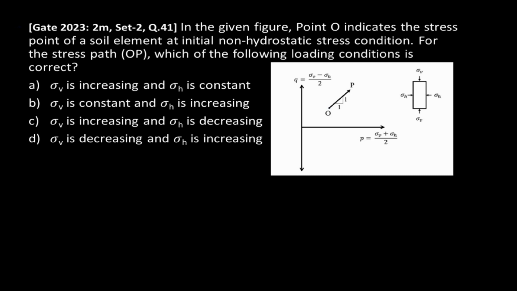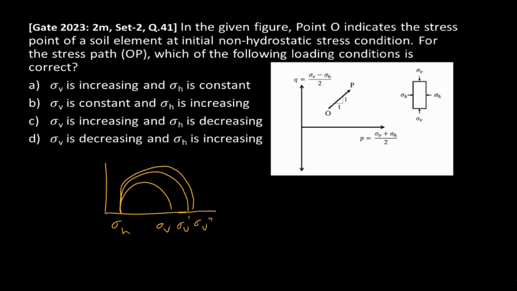In this question, if you draw the stress bar diagram of this, we get that. Sigma V is the major principal stress, whereas sigma H will be equal to the minor principal stress. So sigma H, sigma V, sigma V dash. And this is sigma H, sigma V dash, sigma V double dash. So if you see the graph, sigma V is increasing and sigma H is constant. Option A is the right answer.